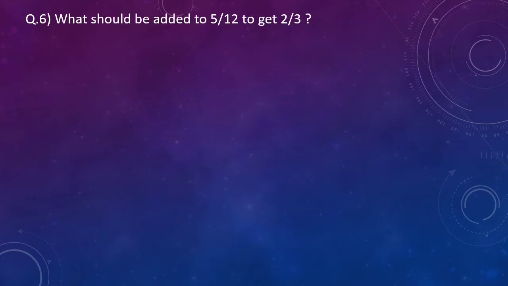Next question is, what should be added to 5 upon 12 to get 2 upon 3? Here you can see sum is given to us, 2 upon 3. That means sum is equals to 2 upon 3. One of the numbers is given, that is 5 upon 12. We have to find out what we have to add in 5 upon 12 to get 2 upon 3. That will be equals to the difference of these two numbers.